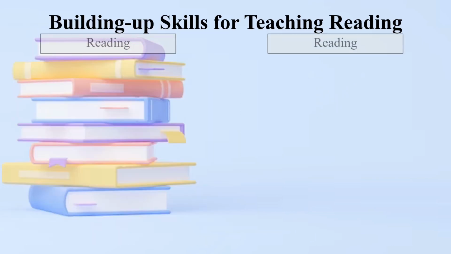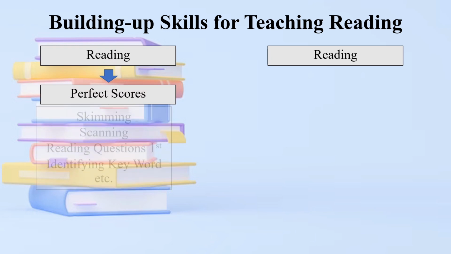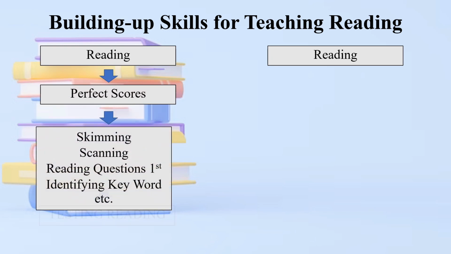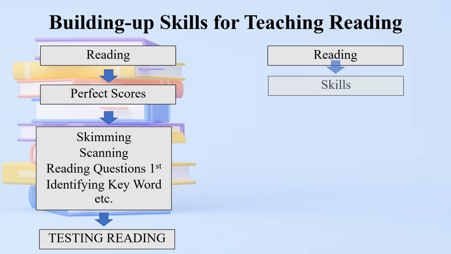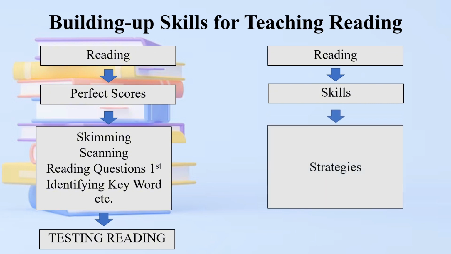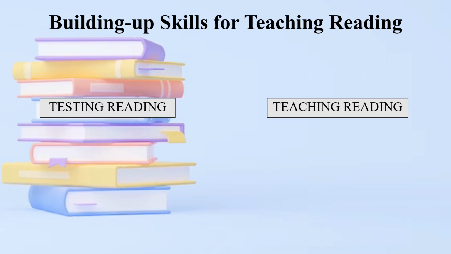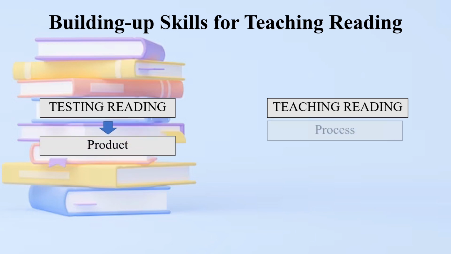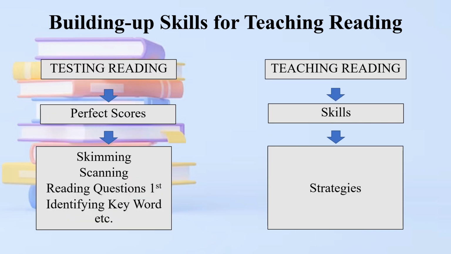As a starter, there are two kinds of teaching reading, and of course, there are differences between them. If you are hoping for perfect scores through skillful shortcuts, that means you are teaching testing reading. Nonetheless, if you expect to see improvements, and perfect scores are the last thing you want to see, it means that you are teaching reading. In other words, testing reading focuses on a final product, while teaching reading aims for purposes. The latter is the main focus in this video presentation.